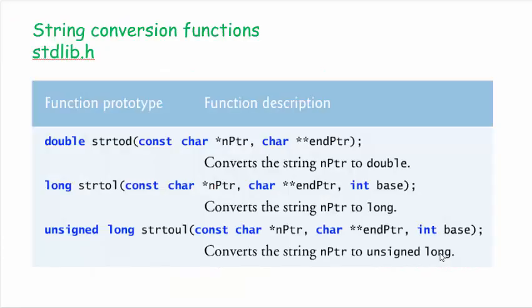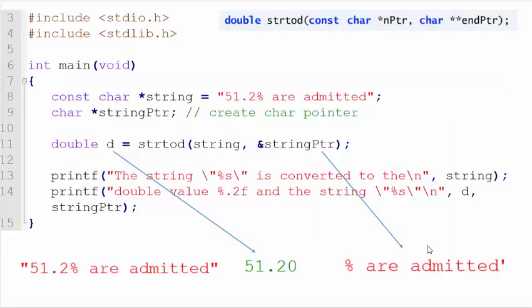By the way, going back, what's another function that we get from stdlib from a different chapter? The rand function is also in stdlib. But anyway, let's go on.